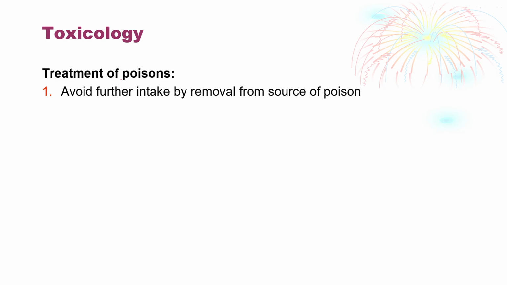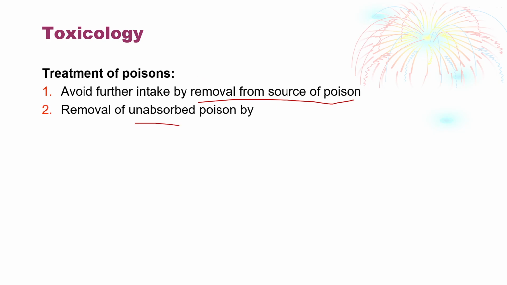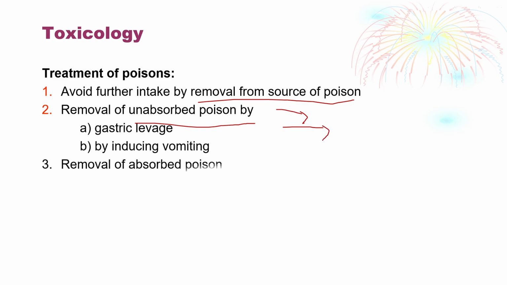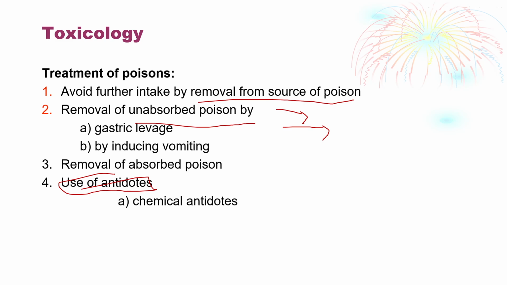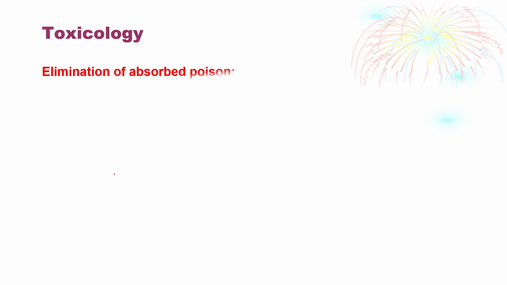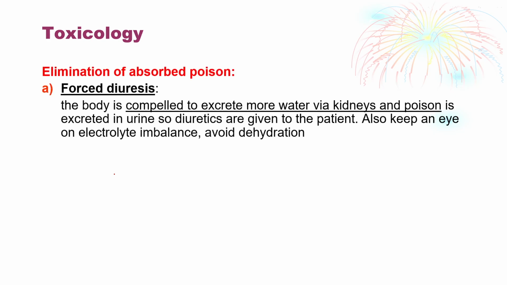Now, how can one treat the poisons? Let's revise this. Remove the person from the source on top. Remove the unabsorbed poisons. How can one remove the unabsorbed poisons? By producing the vomiting and by the gastric lavage. Now, how are we going to remove the absorbed poisons? We're going to discuss that. After the absorbed poisons, we will go for the antidotes. It might be the chemical antidote, it might be the universal or specific antidotes that are used.